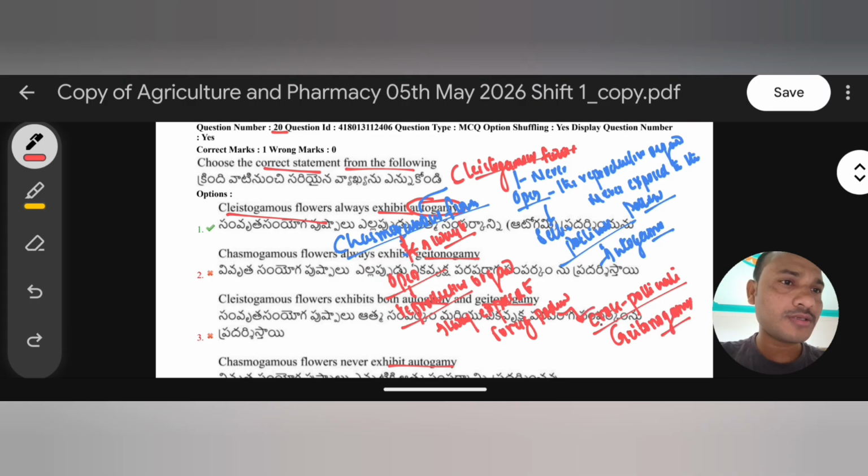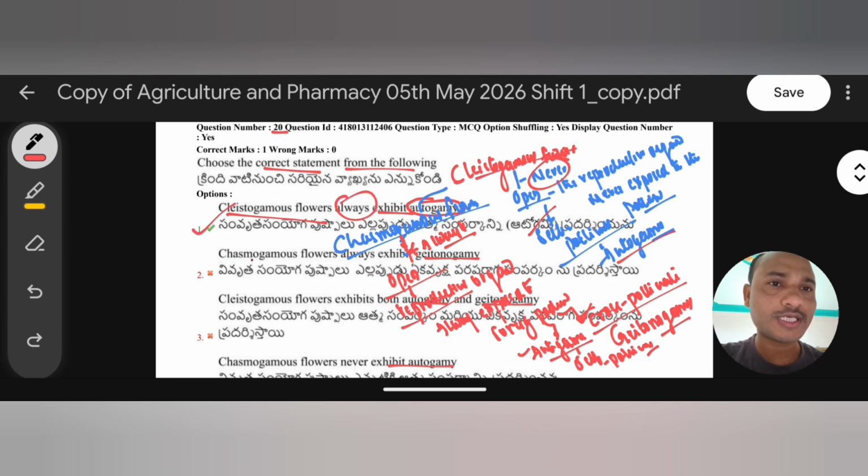Not only that, but sometimes the chasmogamous flower also exhibits autogamy. So the chasmogamous flower exhibits both autogamy and geitonogamy, meaning self-pollination and cross-pollination. But remember, the cleistogamous flower never opens, due to which it never exposes its reproductive organs to any foreign pollen grain. Hence it only performs self-pollination, that is autogamy. So this cleistogamous flower always exhibits autogamy. So this is the right one.